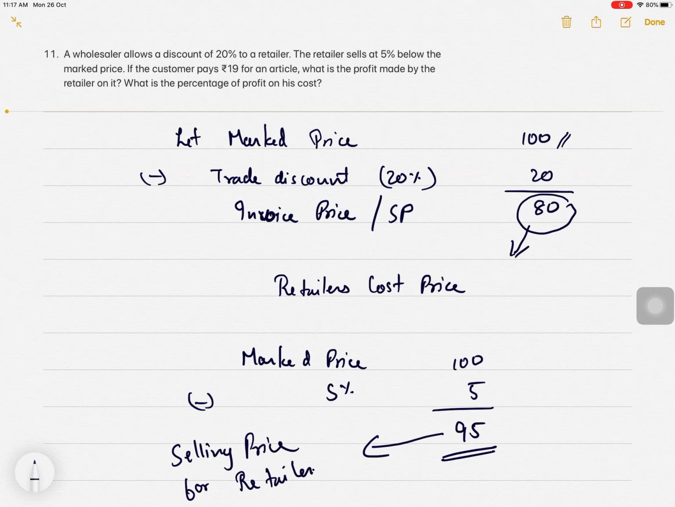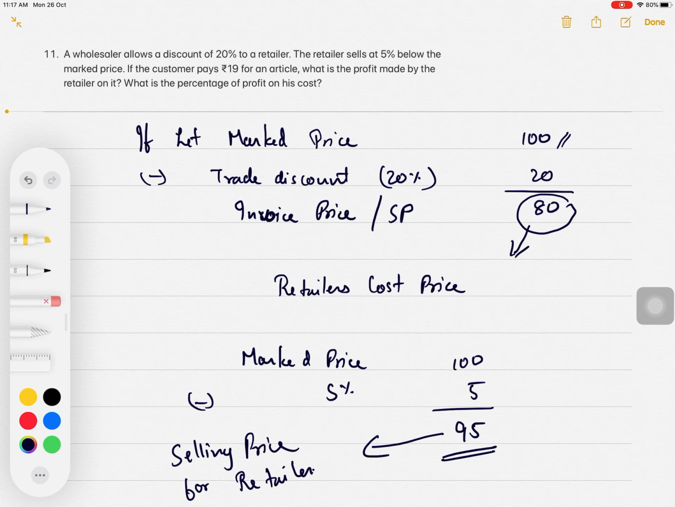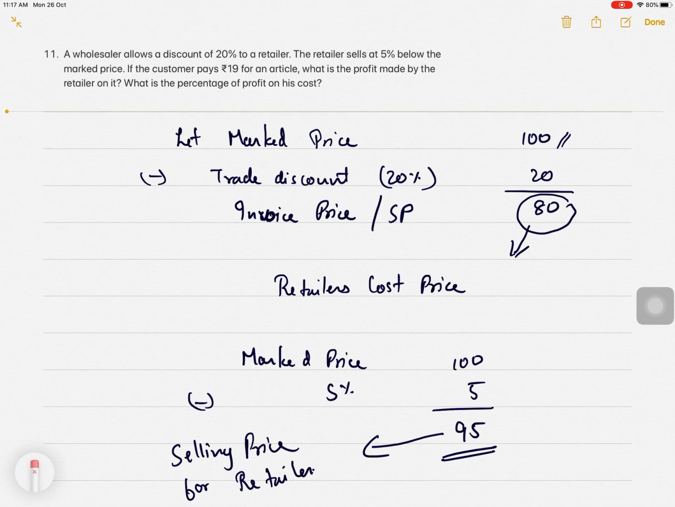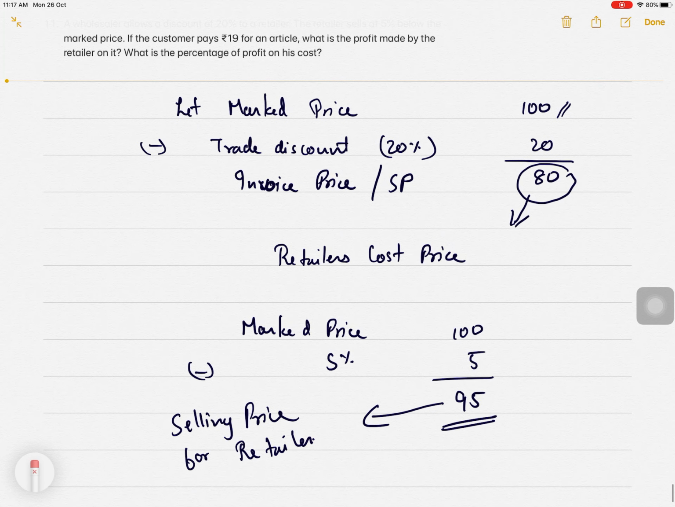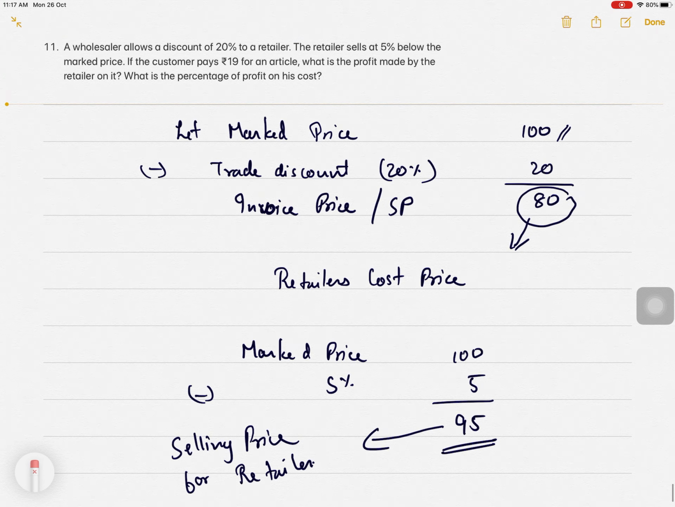Let the marked price be 100. If the marked price is 100, then the selling price for the retailer is 95 and the cost price for the retailer is 80. What is the profit made by the retailer on it?